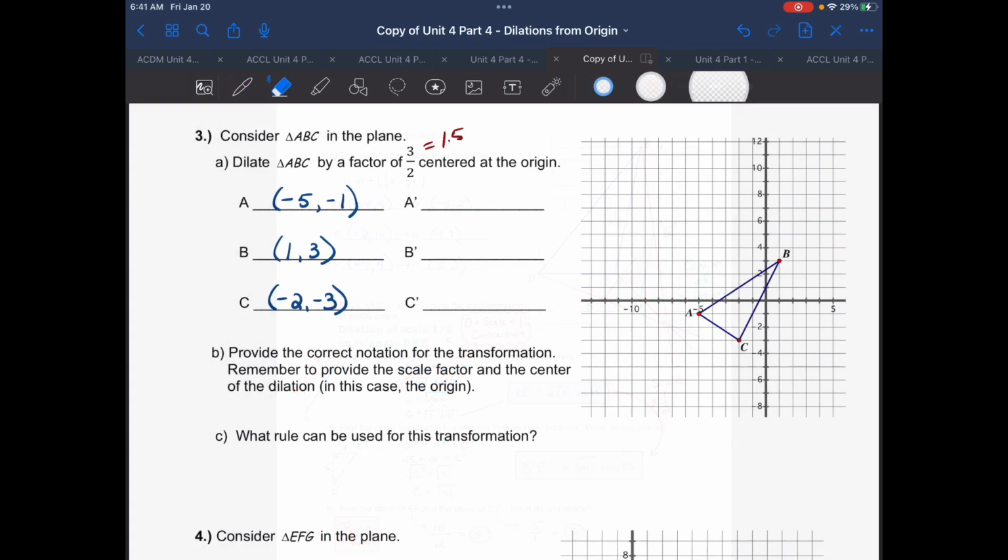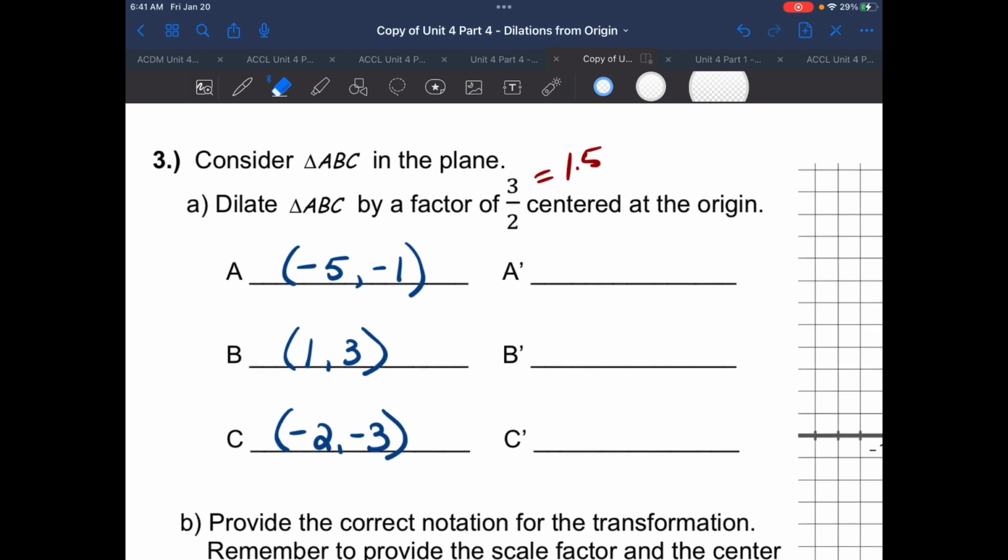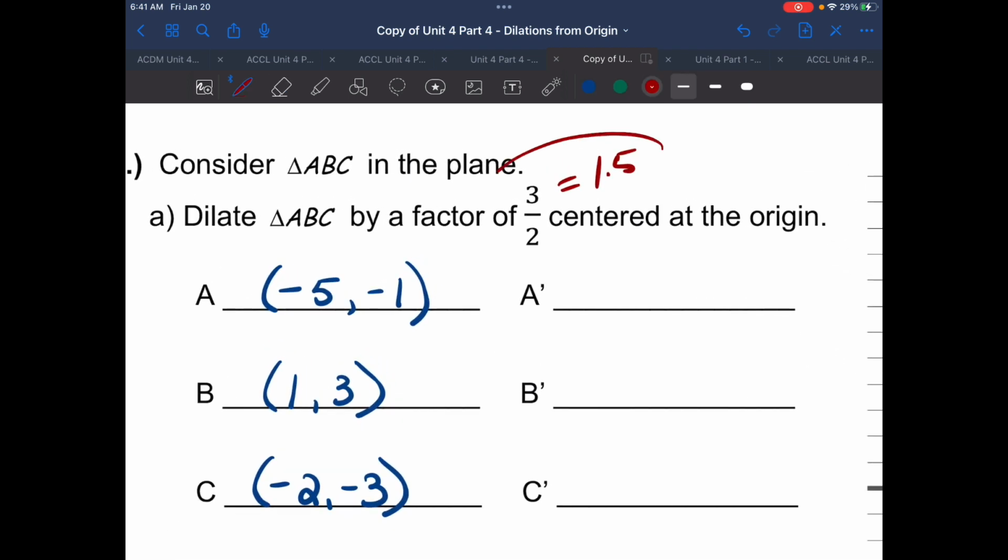All righty? Okay, we're going to pick up the speed here a little bit on numbers 3 and 4, but I do want to address the fact that we now have fractions involved.